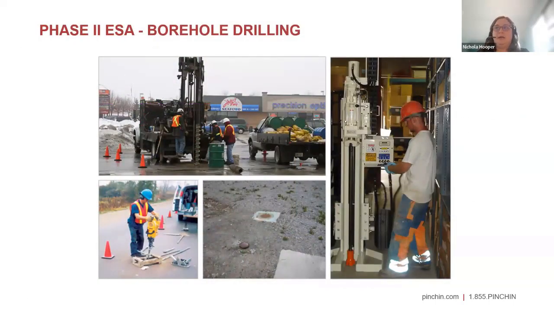So phase 2 ESA borehole drilling. This is one of the methods that we complete to get the soil and groundwater results. So essentially, we mobilize a drill rig, we pull it up to the site, we use direct push augers to go into the ground, and we bring them up like casings of soil, and we test that soil. We send it to a laboratory for analysis, and we get the results, and we compare it to the applicable standard for that property. And the pictures just show different ways we can collect the samples with different equipment. Next slide, please.